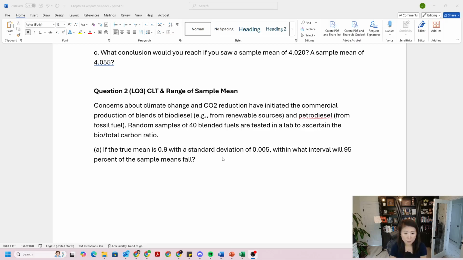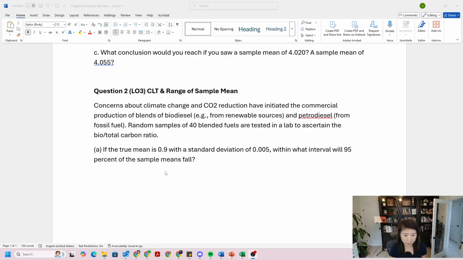First of all, as I already called out, this question is related to the range of the sample mean. But if I don't tell you, how do you know? Because it's in the question: we're looking for where 95% of the sample means will fall. That's when you know this is a question related to the range of the sample mean, similar to question number 1.